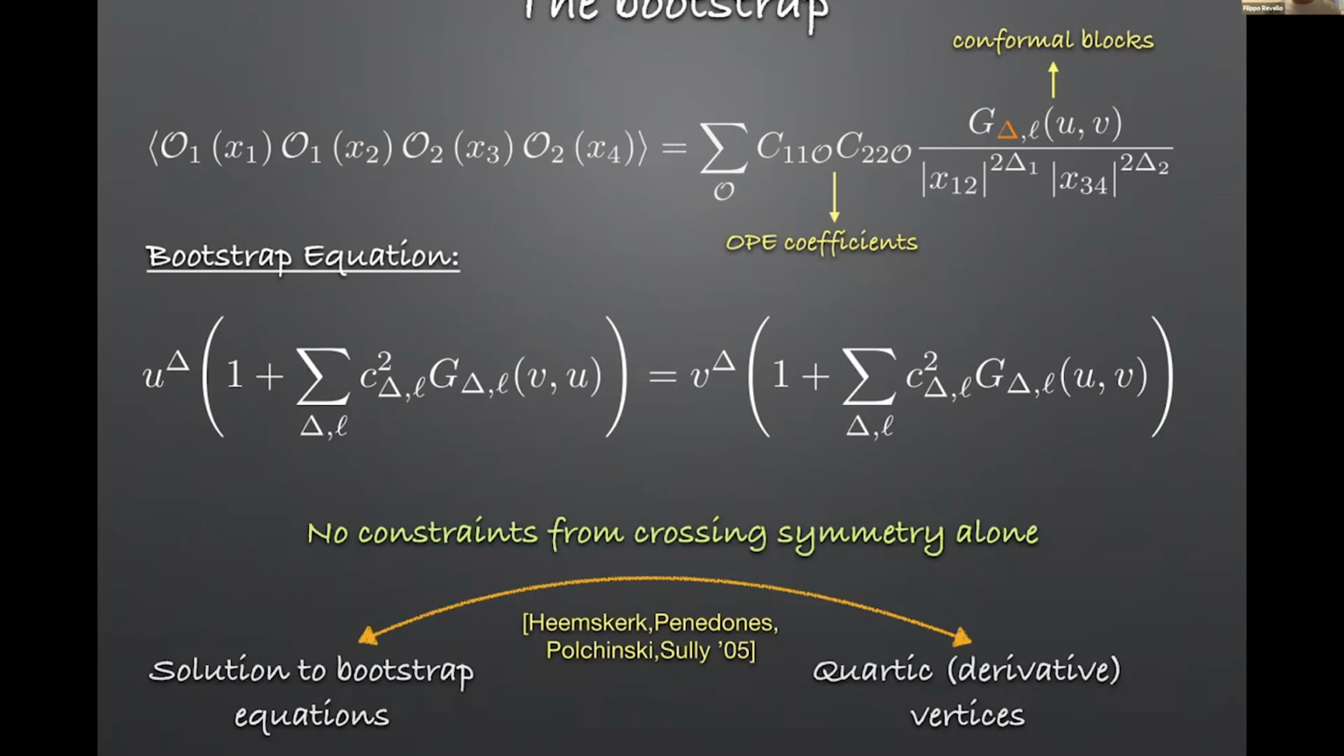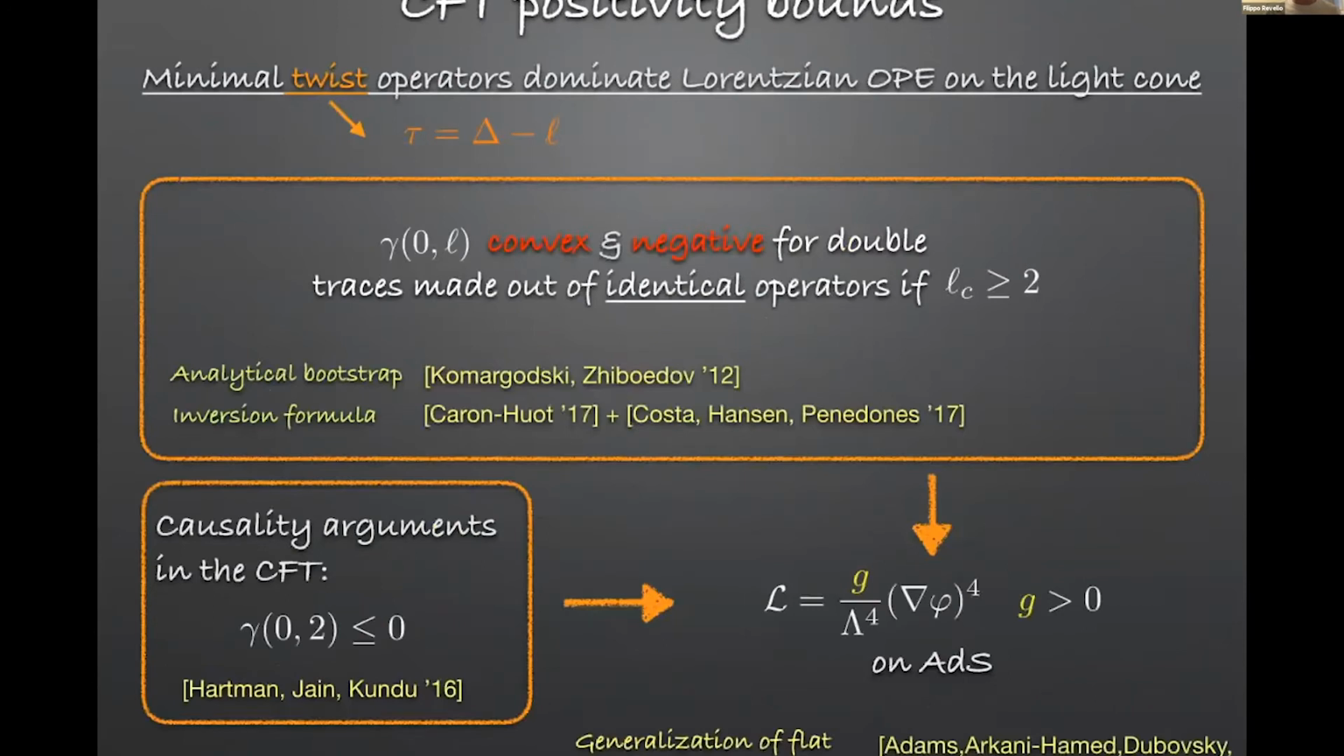Now, one first observation is that in this context, crossing symmetry alone does not impose any useful constraints. And simply because with these theories on AdS, solutions to the bootstrap equations at order 1 over N squared map one-to-one to all the possible linearly independent quartic vertices that one could write. So this doesn't really give us anything. If we actually want to constrain these theories, we would want something more. And this something more is given by the CFT positivity bounds, at least it's a possibility.